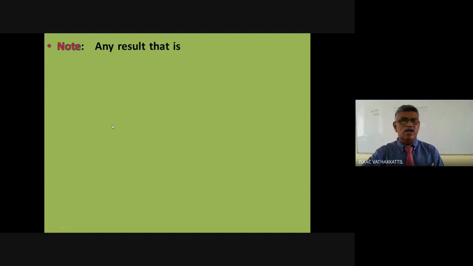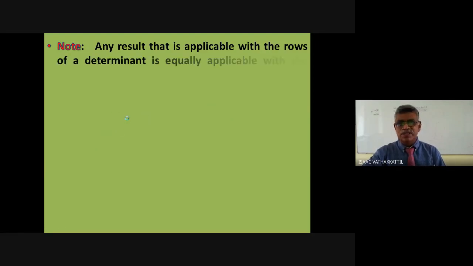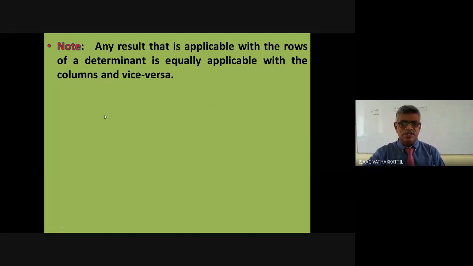So due to that, what happens? Any result that is applicable with the rows of a determinant is equally applicable with the columns, and vice versa. We have seen it yesterday. That is due to that property.